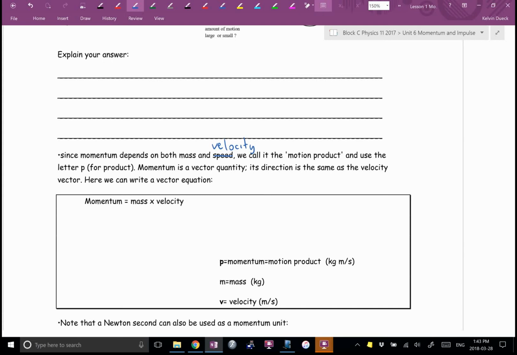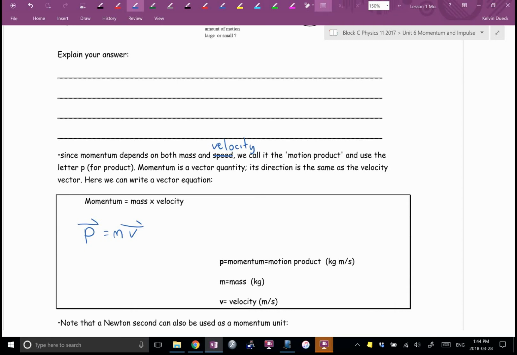We call it the motion product. Now we'd like to, for momentum, use the letter M, but what's the letter M already taken by? Mass. So we're going to use motion product. We're going to use the letter P. I'll put the vector sign on there to remind me, Christy, that momentum is a vector, direction matters. And it is mass times velocity, not speed. I should have corrected that, Christian. And I put the vector symbol above velocity. In fact, the direction of an object's momentum will match the direction of its velocity. That's where it gets its direction from.